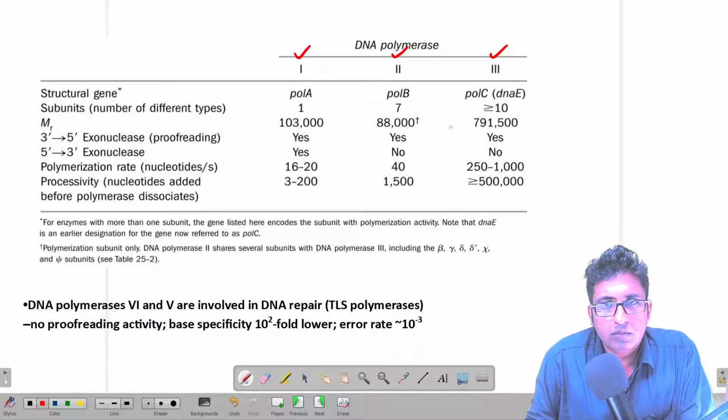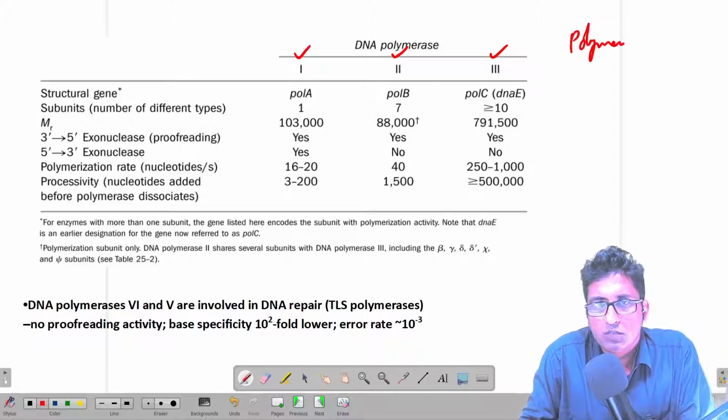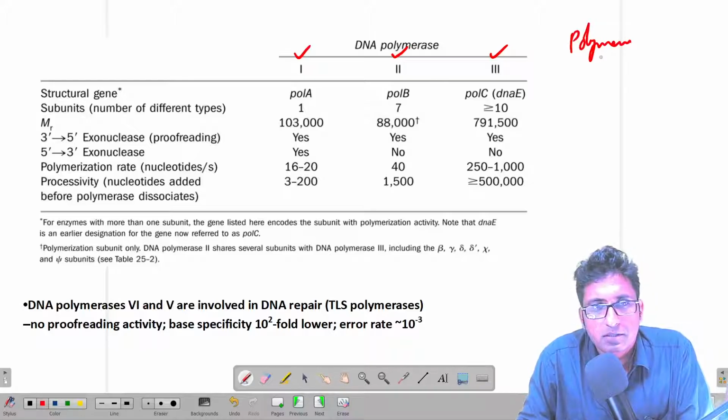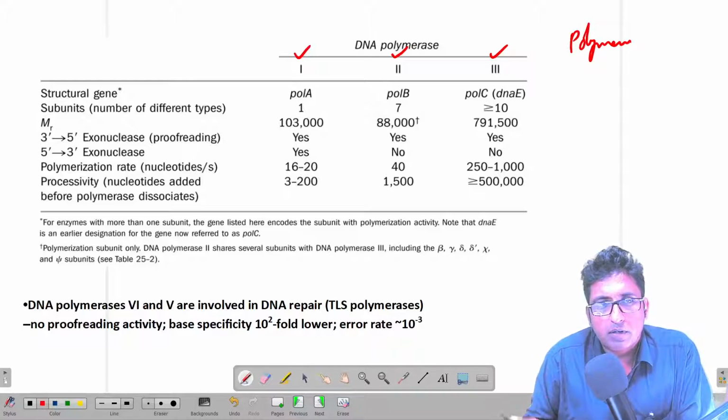What we need to remember is they all have the polymerization activity, of course. That is why we call them DNA polymerases. How they differ is in exonuclease activity, which we discussed, and we said something like this.